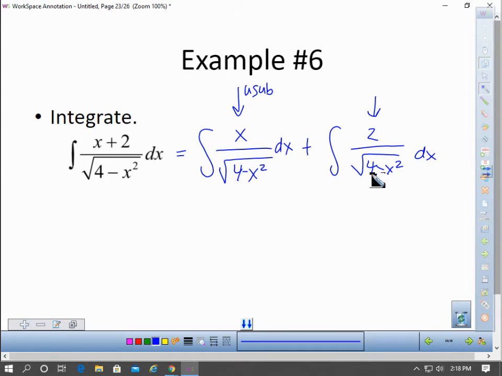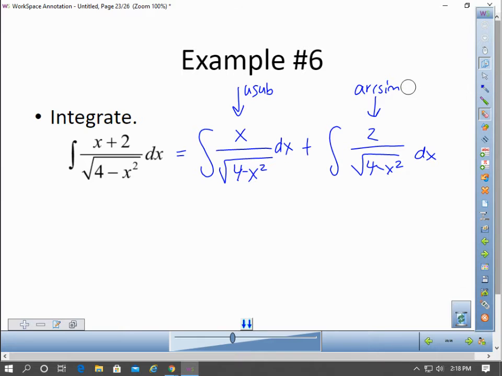This one is going to be your arc sine, because it's got the a squared minus the u squared. So this is going to be an arc sine. This is going to be a straightforward u sub. So we're actually doing 2 in 1. All right, so let's do our u sub first. Most people don't have any trouble with our u sub.